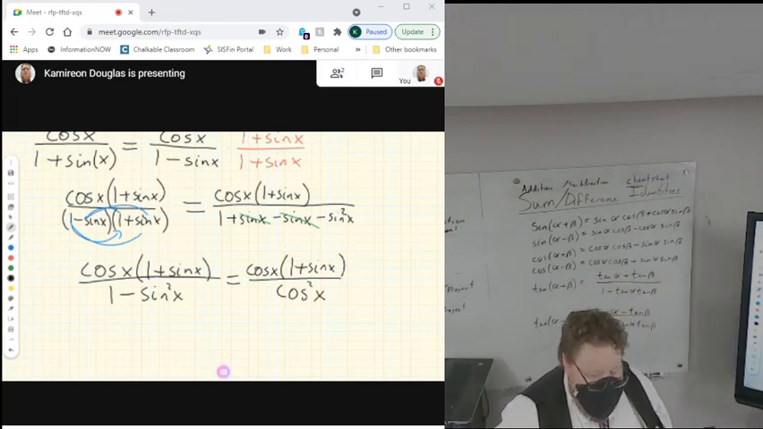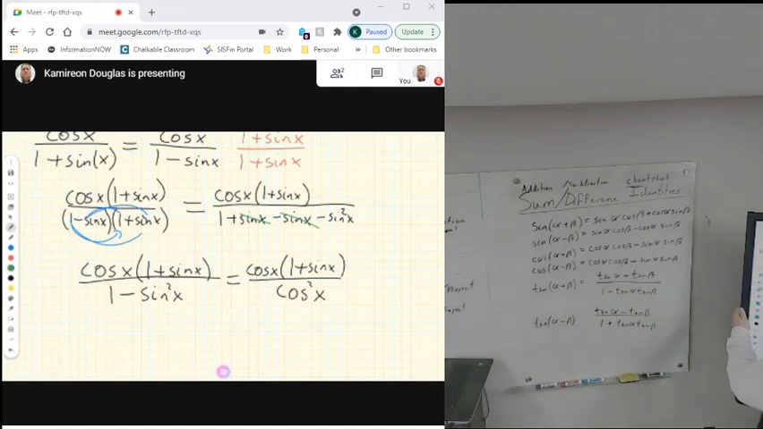Jolie's making the motion. What are we going to do, Jolie? Cancel. Yep, we cancel. One of the cosines on top with one of the cosines on bottom. And what's left behind? 1 plus sine of x over cosine of x.